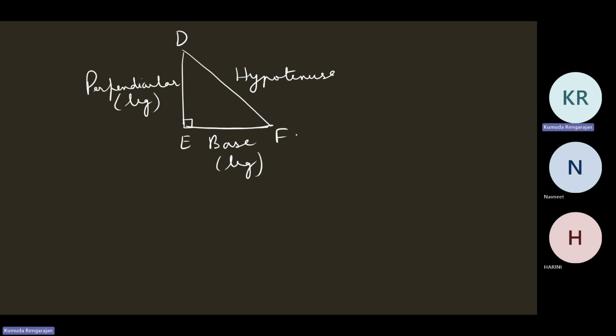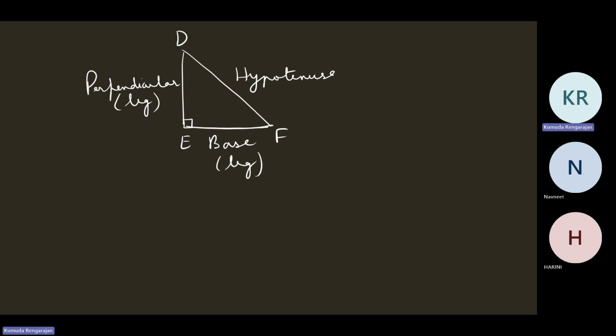So this is DEF. This triangle is called triangle DEF, right triangle DEF, right angled at E. EF is the base, which is a leg. DE is the perpendicular, which is the other leg. And DF is the hypotenuse, because it is opposite of the right angle.